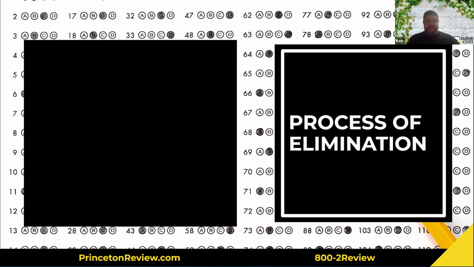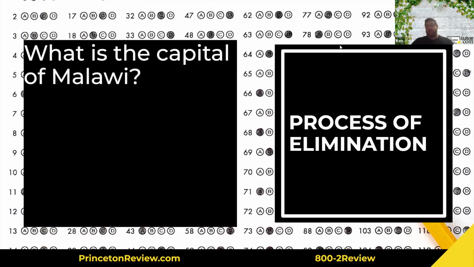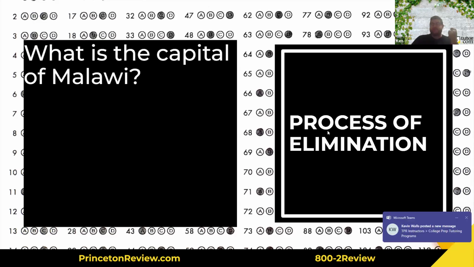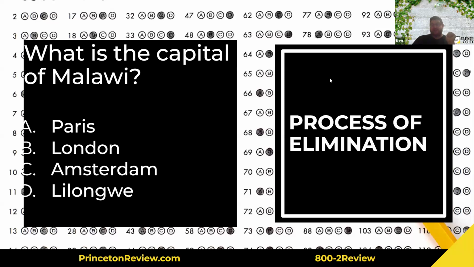However, here's an example. If I ask all of you a geography question, what is the capital of Malawi? You probably don't know that answer off the top of your head. But if I give you 4 answers, Paris, London, Amsterdam, and Lilongwe, everyone watching this or watching this later is probably shouting out D. And it isn't because you know that Lilongwe is correct. It's because you know that it's not Paris, London, or Amsterdam.